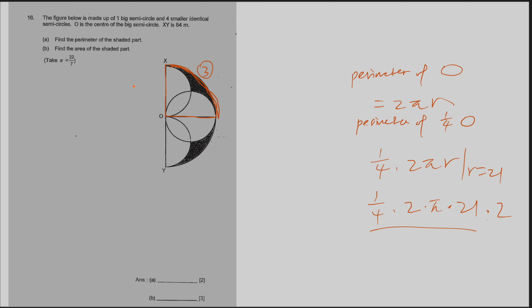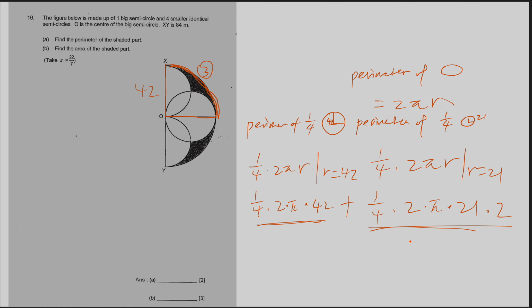So that means part 3 is also the perimeter of 1 quarter of a circle. But for this circle, the radius is 42. Just now the circle's radius was 21. Does it make sense? So use the same formula, 1 quarter times 2 pi r. And in this case, r equals 42, right? Just put it in. Okay? So this one plus this one, you will get the answer for part 1. Okay? Now, the area. How do you get the area then?